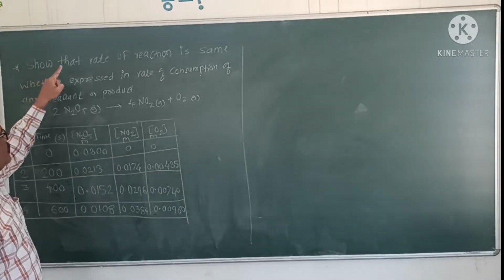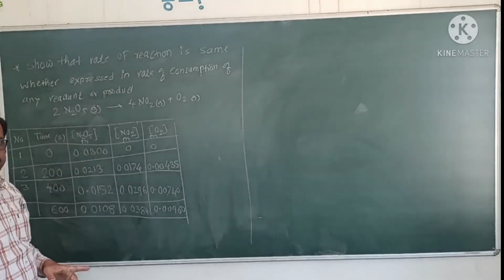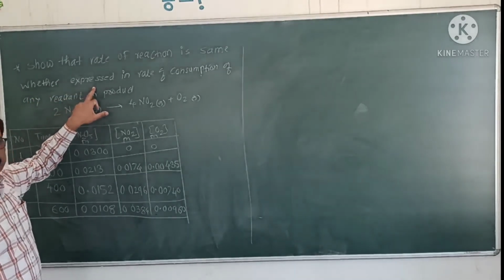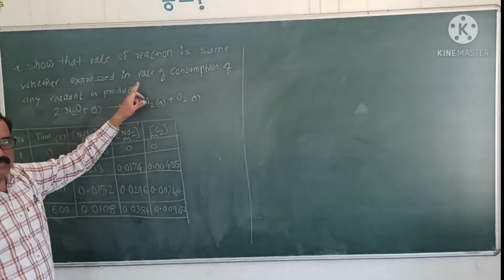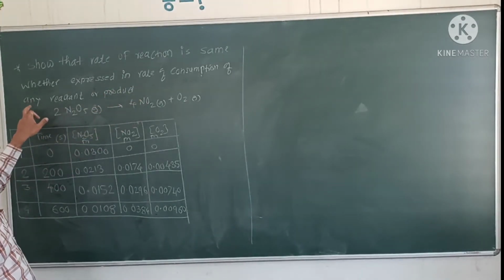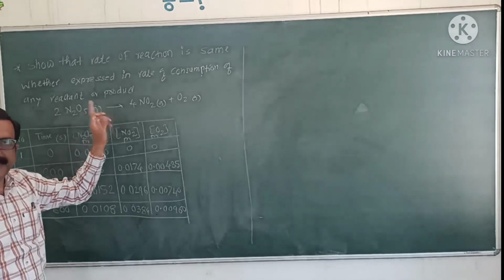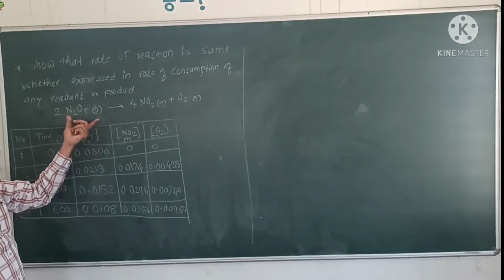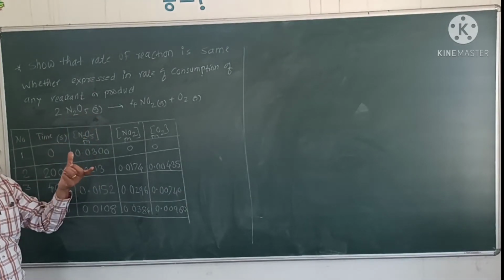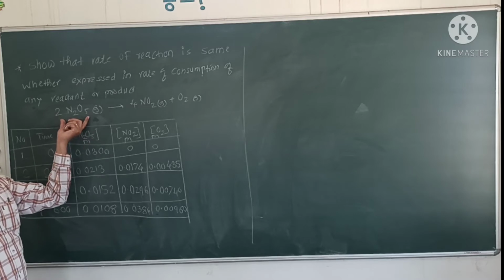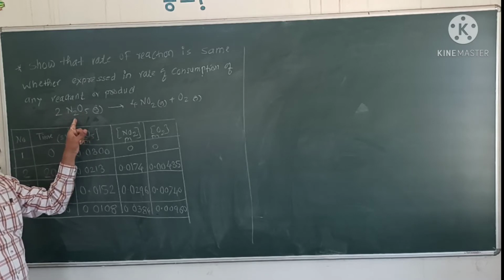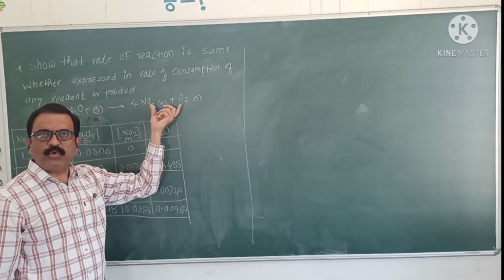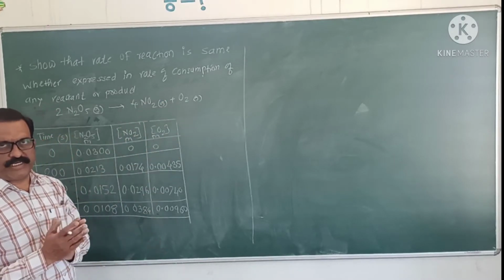Show that the rate of reaction is the same whether the rate of reaction is expressed in terms of the consumption of any reactant or any product. We have to show that the rate of reaction for this given reaction is the same for the rate of consumption of these reactants or the rate of formation of these two products. We have to prove it.